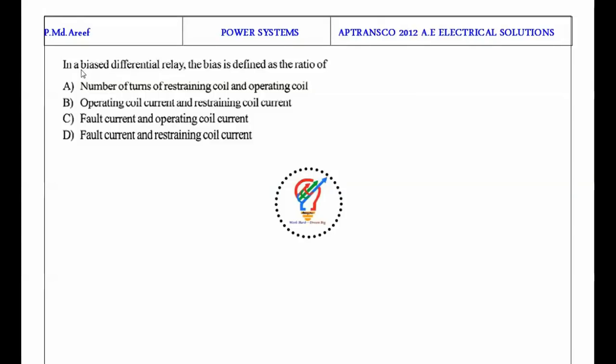The next question is on the bias differential relay. The bias is defined as the ratio of the number of turns of the restraining coil to the operating coil. If we take any protection of a generator winding, there are CTs to the left and right of the winding. Let me take CT1 here and CT2 here. The CTs are connected like this. The currents entering are I2 and I1. In between we have the operating winding, which has N0 turns.